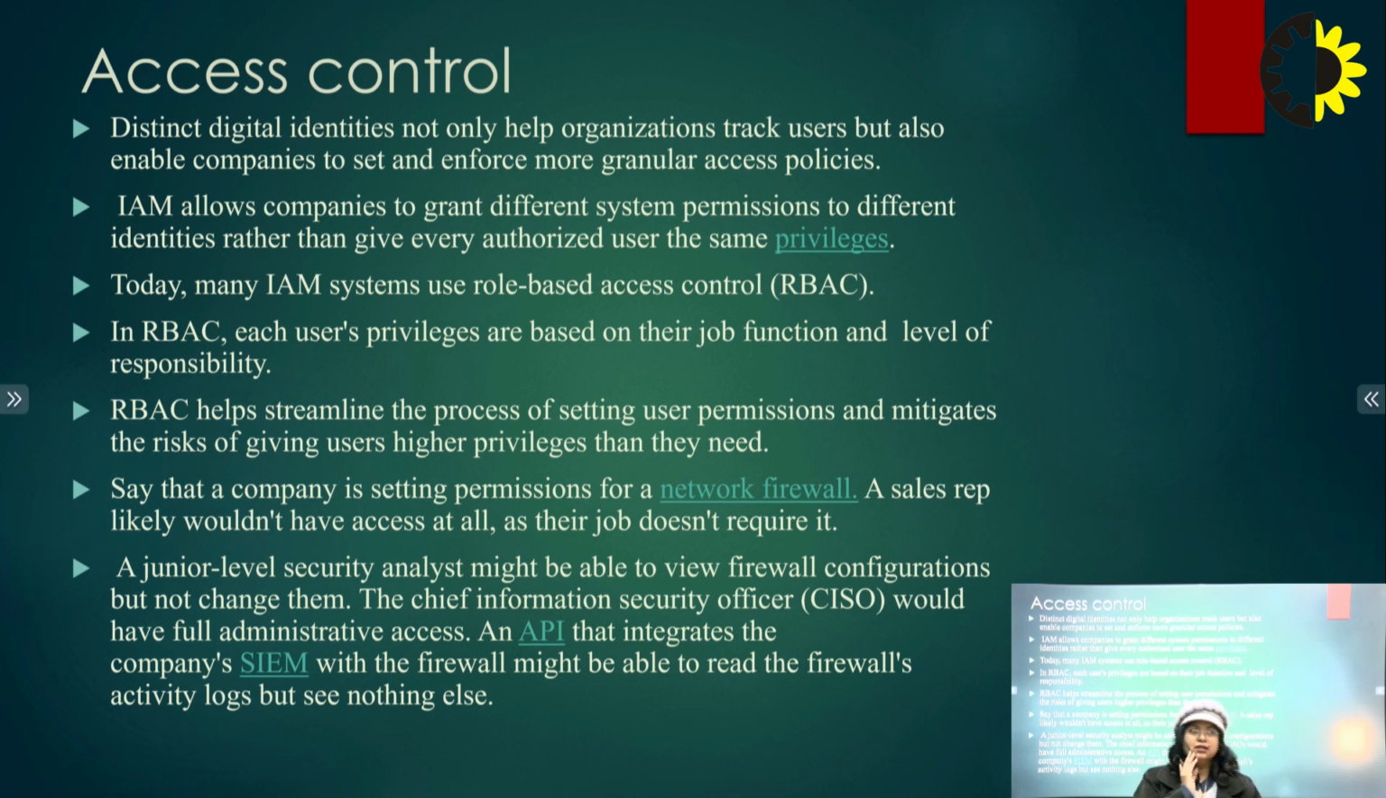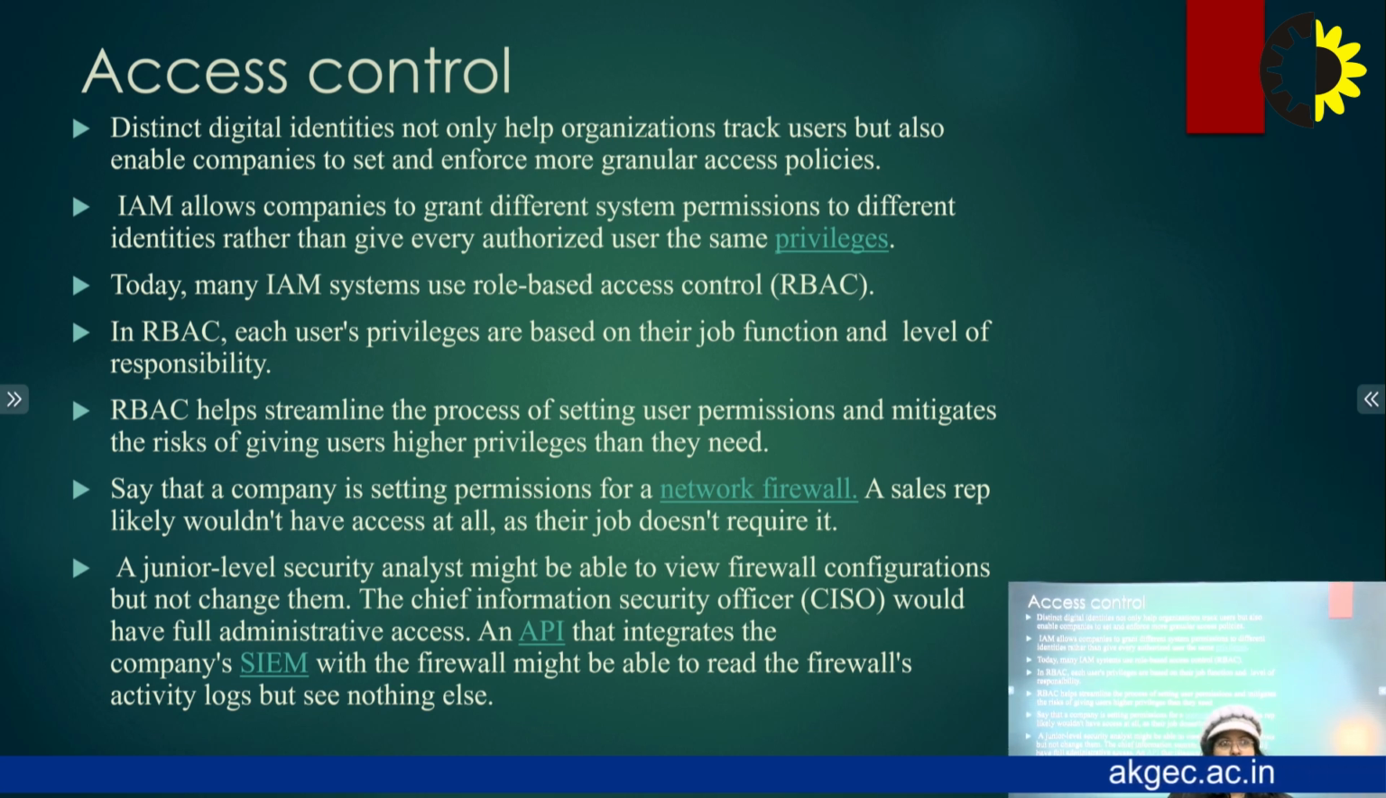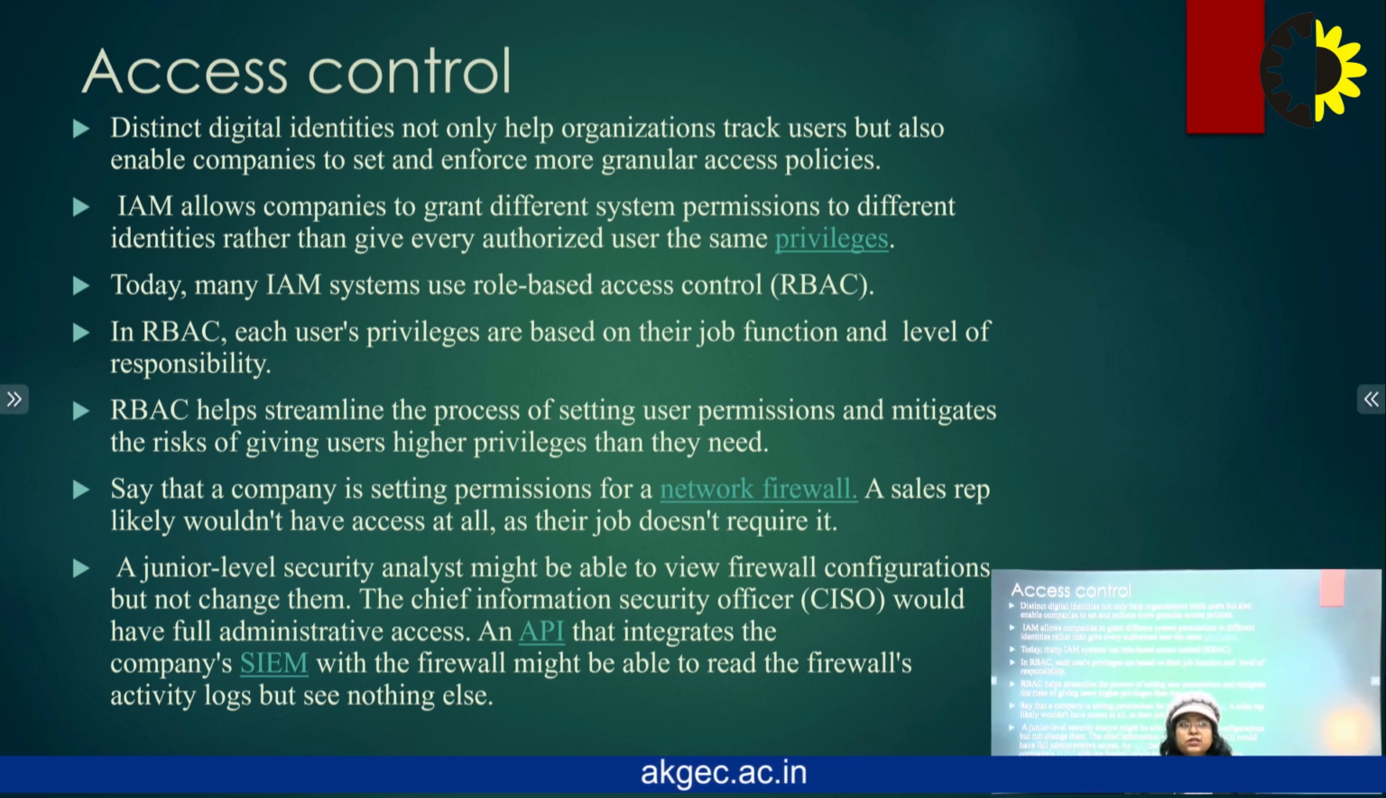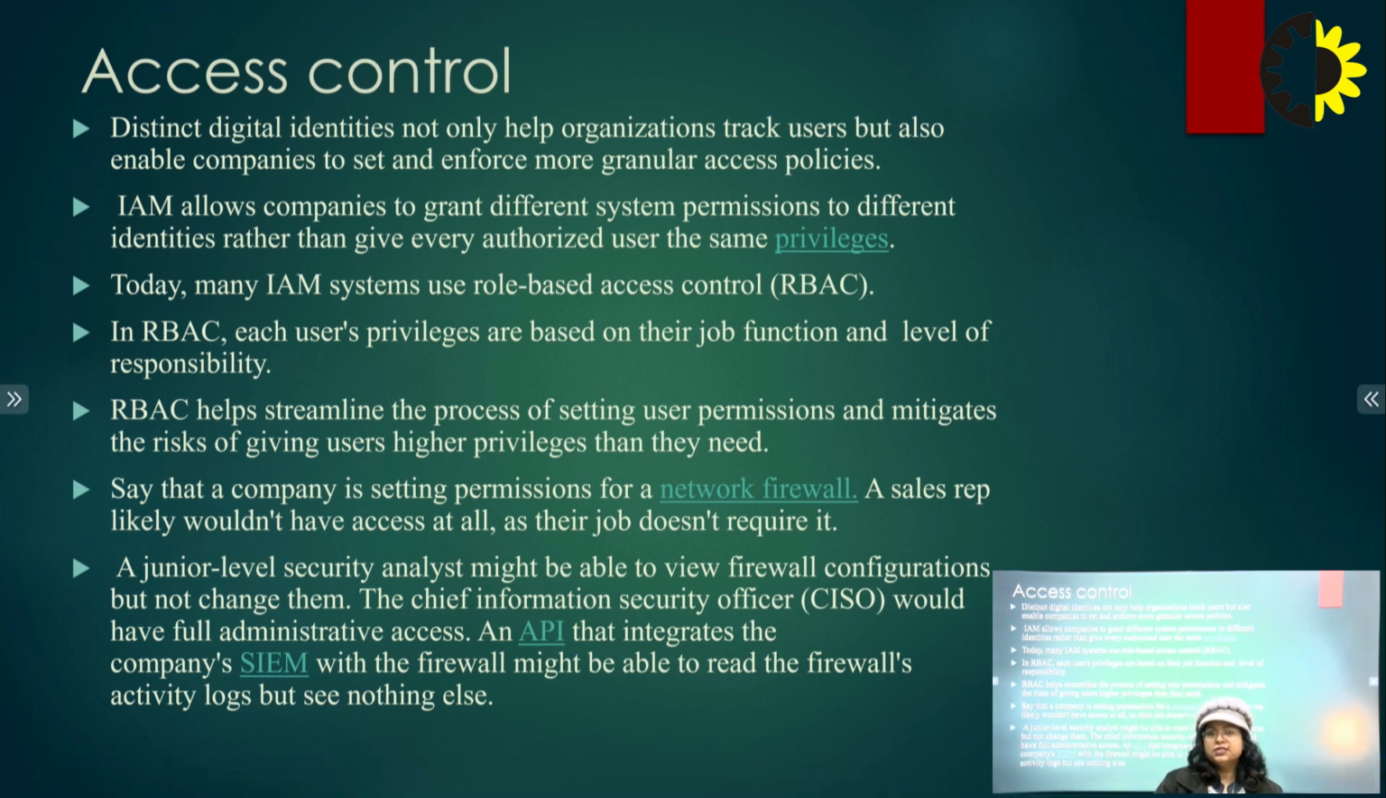Distinct identities not only help organizations to track users, but also enable companies to set and enforce more general access policies. So, IAM allows companies to grant different system permissions to different identities rather than giving every authorized user the same privileges. So, by using the IAM, the levels of privileges are different for different users. At the lower level, the privileges are less, and at the higher level, the privileges are more.